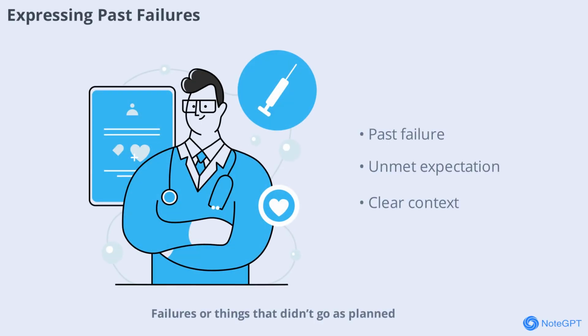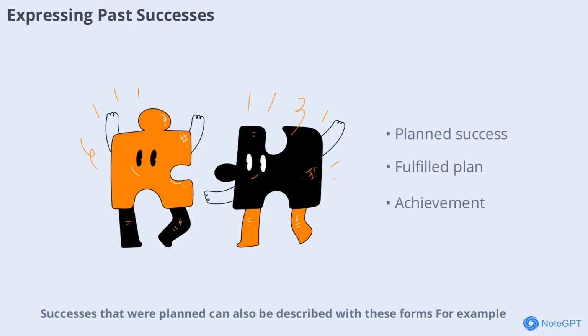Failures or things that didn't go as planned can be described with was to and were to. For example, the team was to win the match but lost. This shows that there was an expectation but it wasn't met. Successes that were planned can also be described with these forms. For example, she was to lead the project and she succeeded. This shows that the plan was fulfilled.